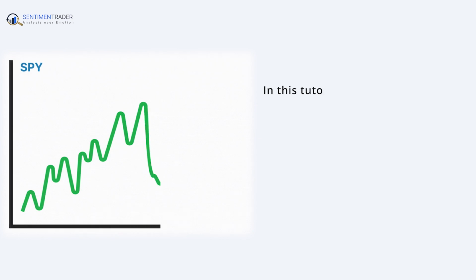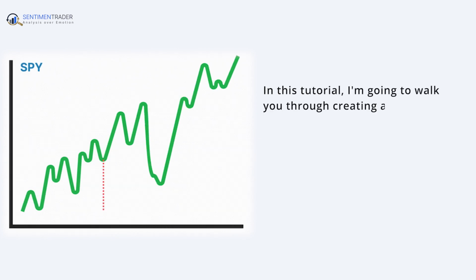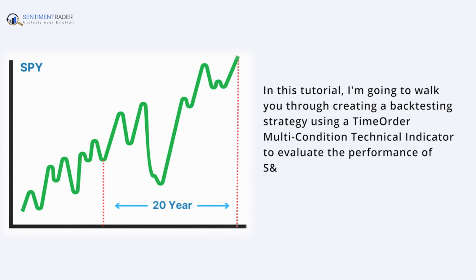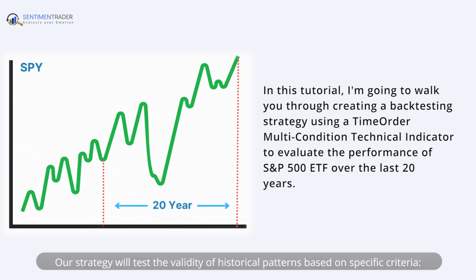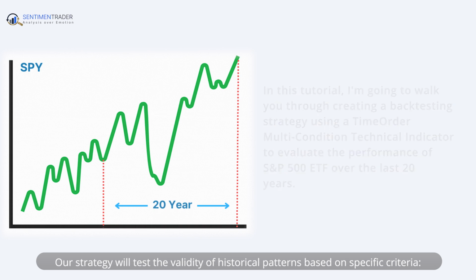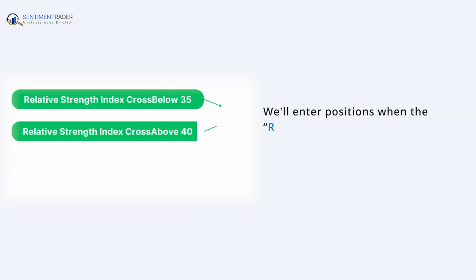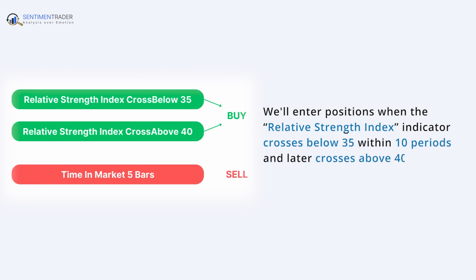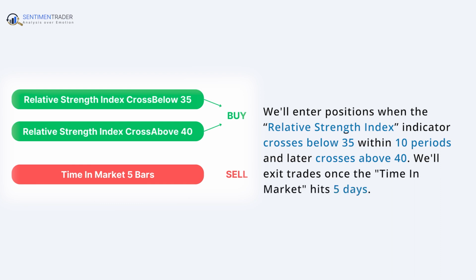In this tutorial, I'm going to walk you through creating a backtesting strategy using a TimeOrder multi-condition technical indicator to evaluate the performance of the S&P 500 ETF over the last 20 years. Our strategy will test the validity of historical patterns based on specific criteria. We'll enter positions when the relative strength index indicator crosses below 35 within 10 periods and later crosses above 40. We'll exit trades once the time in market hits 5 days.